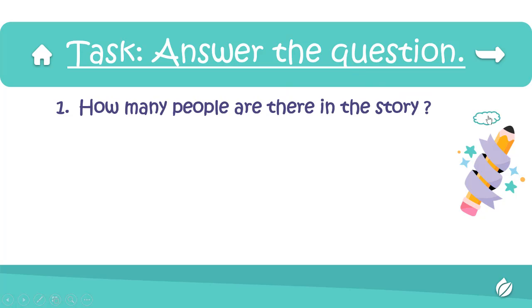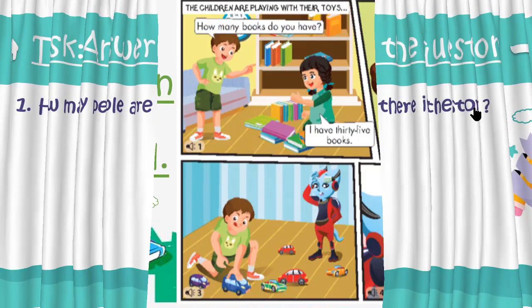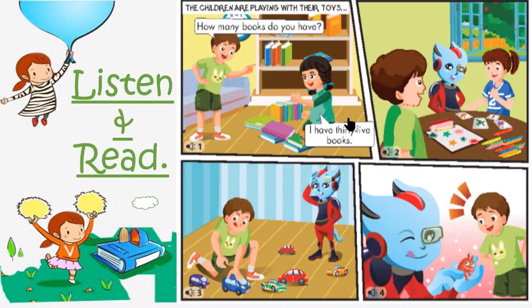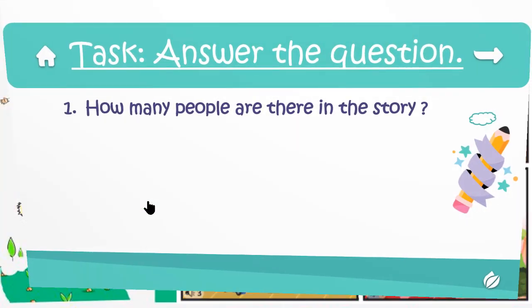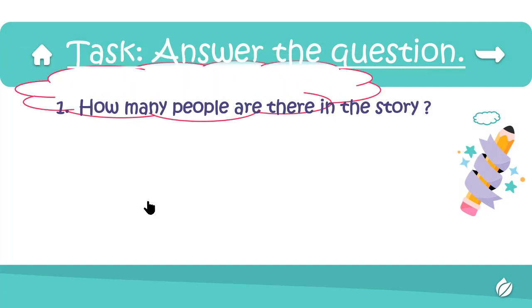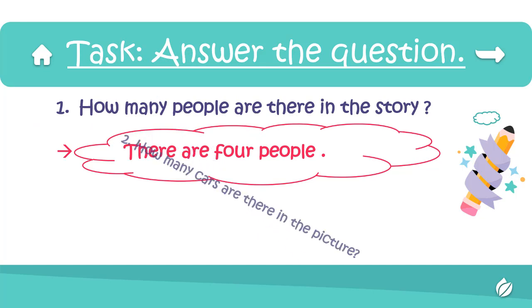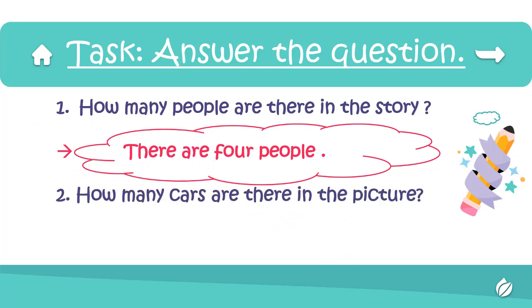Now we take a look at the photo again. There are 1, 2, 3, 4. That's it. So the answer here is there are 4 people. That's right. The next one. How many cars are there in the picture?